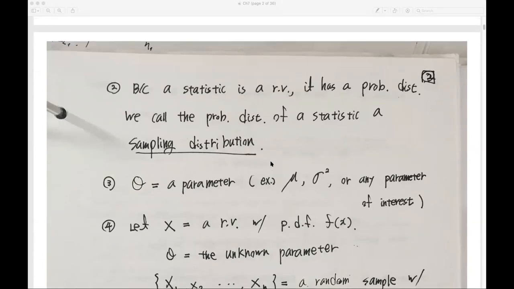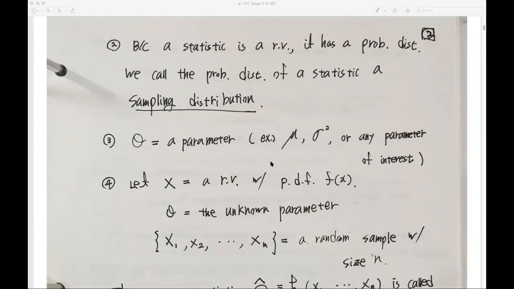By the way, in 7.1 we're going to see many terminologies we will use in chapters 7 and 8, and even 9. So please keep in mind those terms we're going to learn in this video. Theta is a parameter. This theta represents a parameter, for example, mu, sigma squared, and any parameter of interest in the population.